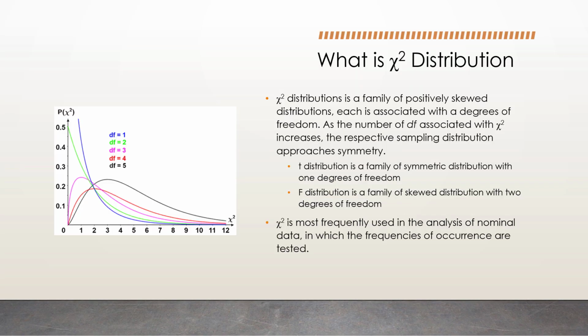There are different types of chi-square tests. They are all based on the chi-square distribution. The chi-square distribution is a family of positively skewed distributions, each associated with a degrees of freedom. As the number of degrees of freedom associated with chi-square increases, the respective sampling distribution approaches symmetry. The chi-square test is most frequently used in the analysis of nominal data.